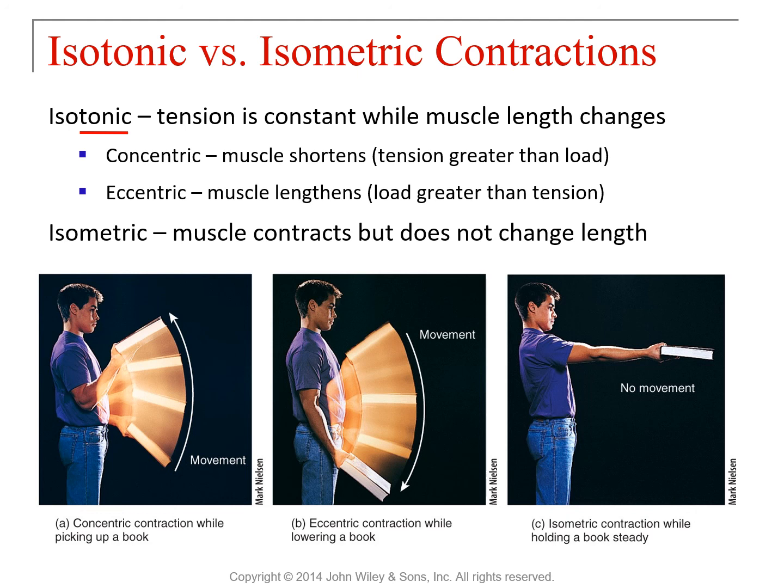Now in a concentric contraction, the tension is greater than what you're trying to lift, the load is. And so if you take a look at figure A, this is concentric contraction while picking up a book. So the length of the muscle is going to shorten. Even though you're maintaining a constant tension, at this point the constant tension that you're generating is enough to lift the load. In an eccentric contraction, the muscle will lengthen, and in this case the load is greater than the tension that's being generated.